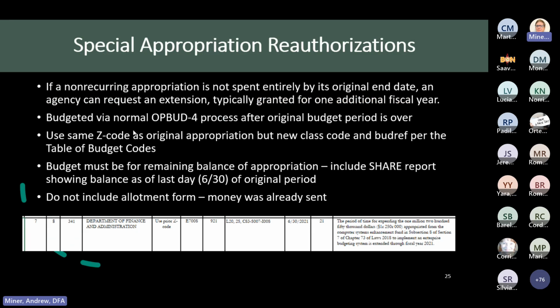Okay, now let's talk about reauthorizations. I showed you one example of this morning when we were looking at the different sections of the GAA. Basically, sometimes an agency thinks that they're not going to be able to spend all of their special non-recurring appropriation by the end of its life. So for this year, it would be, oh, I don't think I've got $5 million in this appropriation, and I really don't think the way things are going, I'm going to be able to spend all $5 million of it by the end of FY24, right?